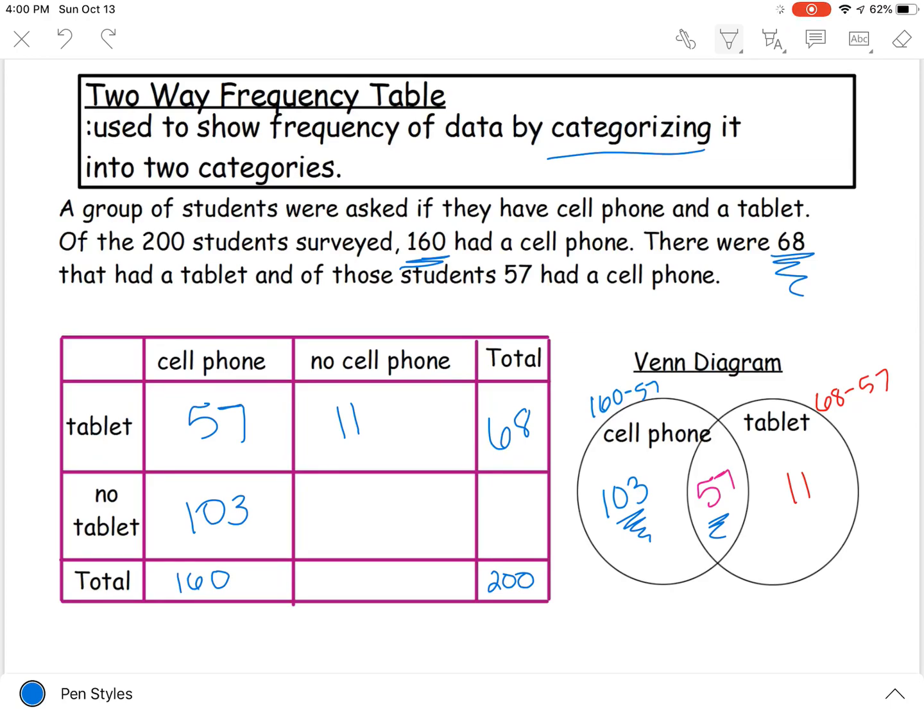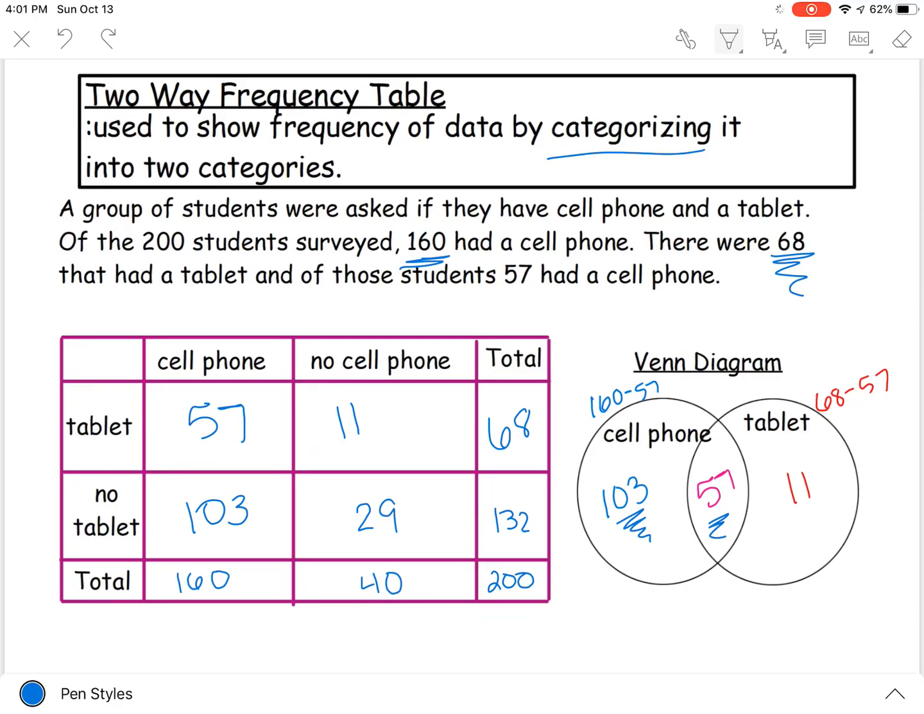Then to fill in the rest of this, students who have no cell phone and no tablet, again, we can use our Venn diagram to fill out the rest of this. So we know that 160 plus 40 should give us our total of 200. 11 plus 29 should give us our total of 40. So just by filling in this table, we found out that 29 students have no cell phone and no tablet. Well, I'm looking at this row right here, 103 plus 29 tells us that we have a total of 132 students that have no tablet.